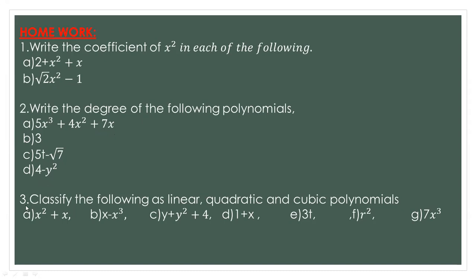Next, question number 3, classify the following as linear, quadratic, and cubic polynomials. In this, first one is x square plus x. Second one is x minus x cube. Third one is y plus y square plus 4. Fourth one is 1 plus x. The fifth one is 3t. Sixth one is r square. And last one is 7x cube.